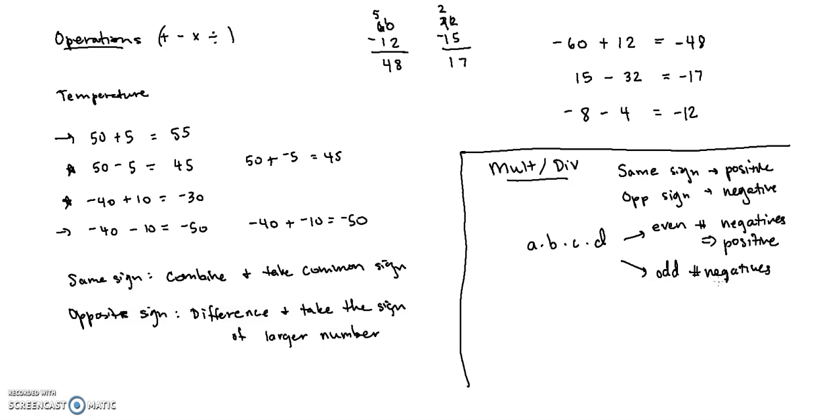If there's an odd number of negatives, all of them are going to pair up, except you're going to have one odd one left over. You're going to have one negative left over. That's going to make the whole thing negative.